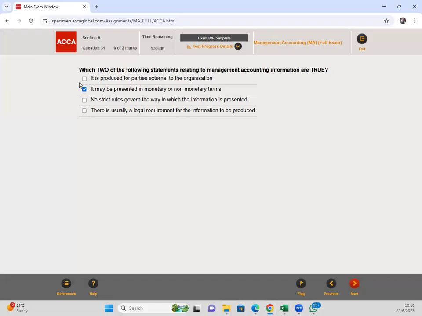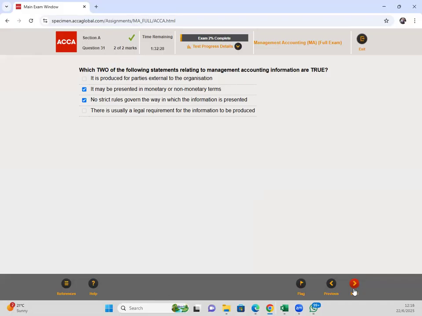No strict rules govern the way in which information is presented. Yes, that's true. When you're preparing management accounting records, there isn't one hard and fast rule on what you're supposed to do. A company can prepare a budget in various formats according to how they want. Then, there is usually a legal requirement. That's not for management accounting. Legal requirement is for financial accounting, not management accounting. So that's another point to take into account. Then now let's move on.